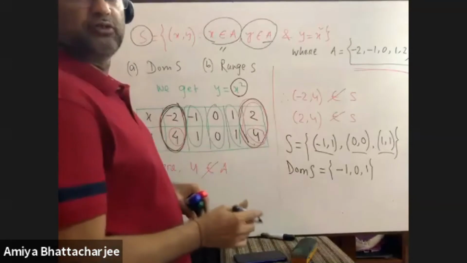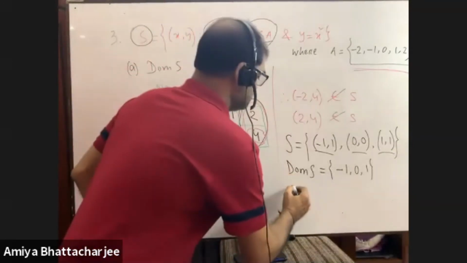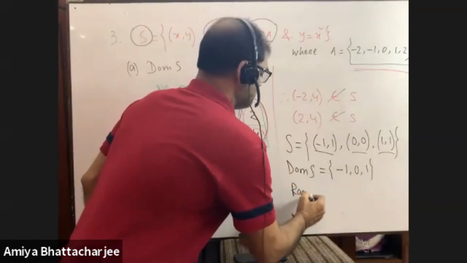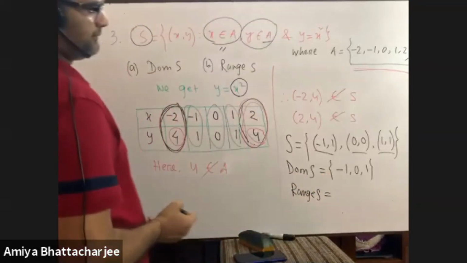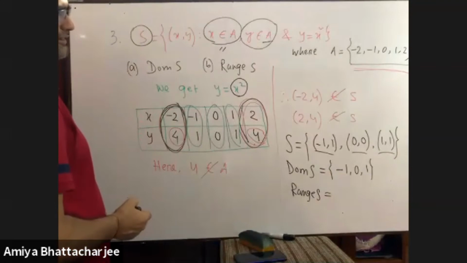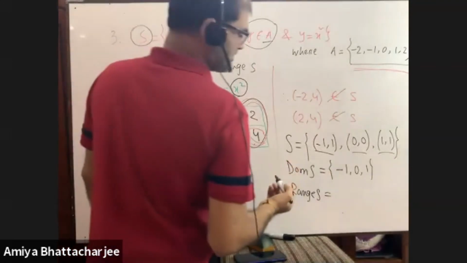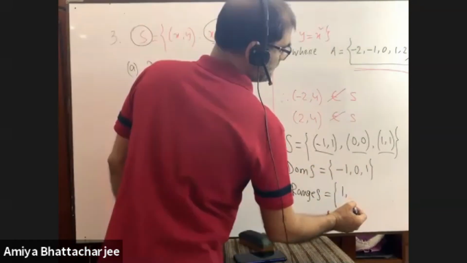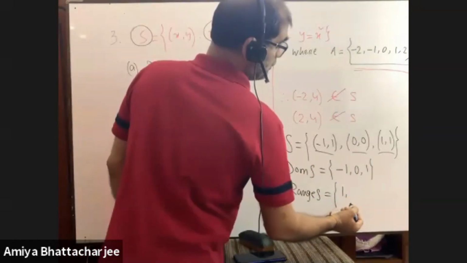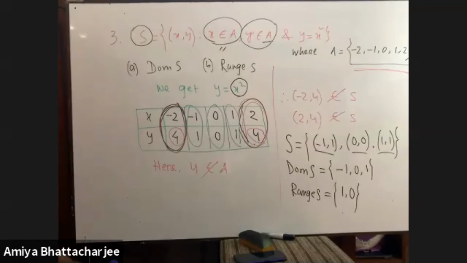And what is range? Range equals to what? The second elements. What are the second elements? Can you tell me, please? Who can tell me? One, zero. There is no repetition.